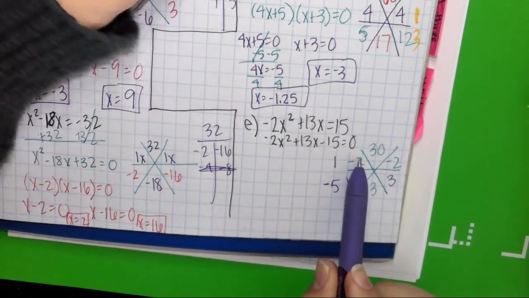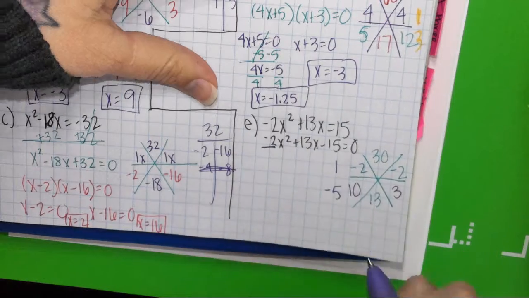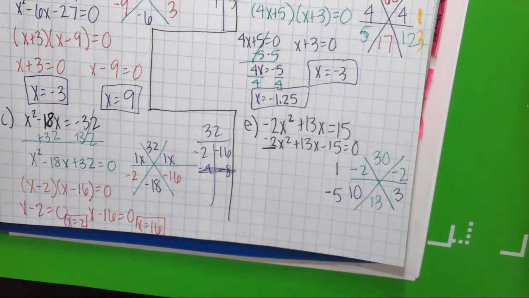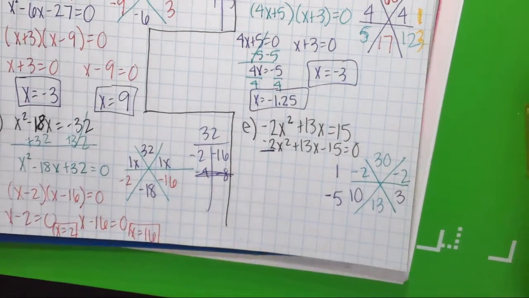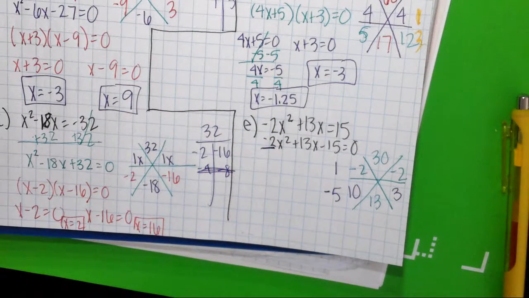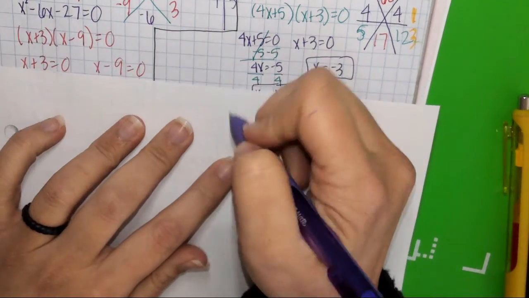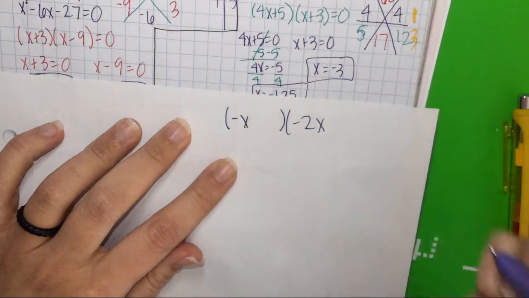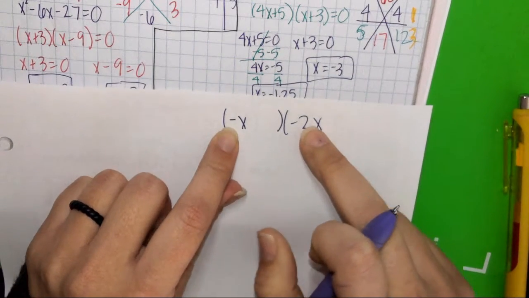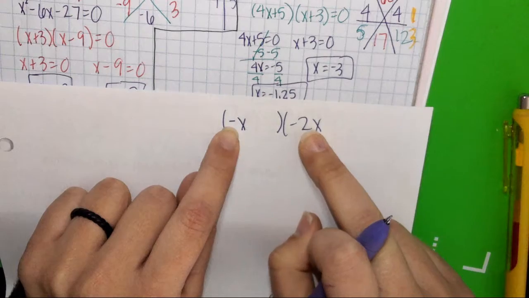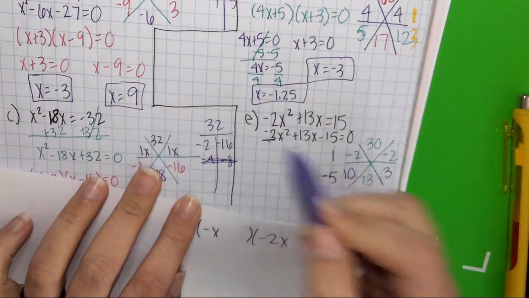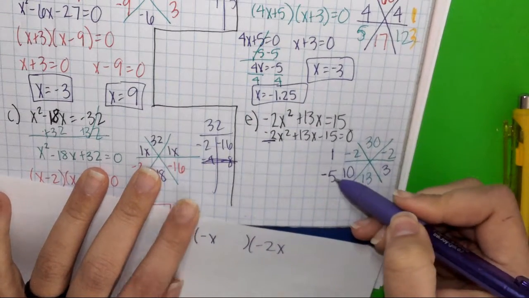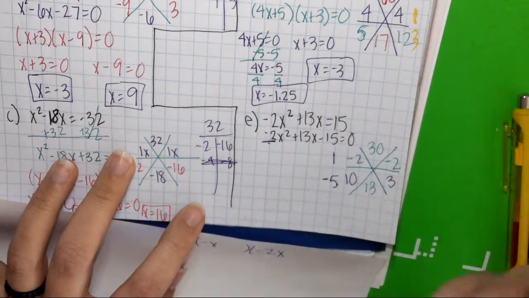And the reason is because when we multiply, we have to get negative 2 as our front number. And if I have negative x in one parentheses and negative 2x in the other parentheses, when I multiply these, what is this going to become? Positive. But I need a negative, so I'm going to make this positive and this negative. And that's okay. We can do that.